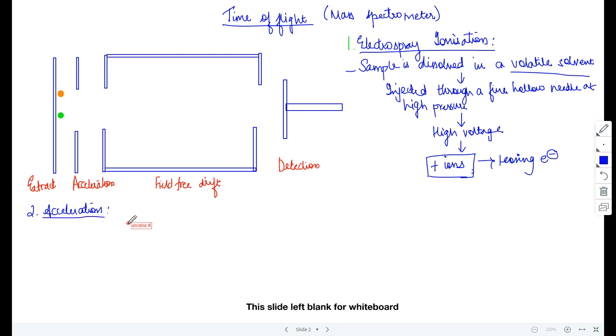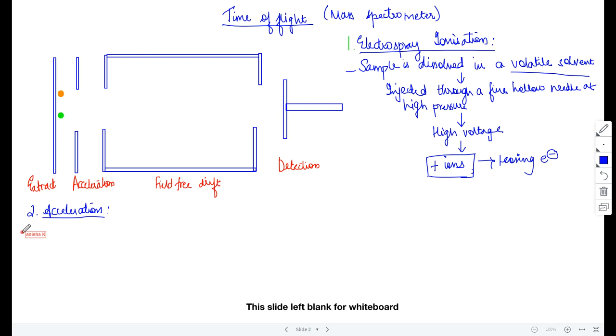Okay. Now generally tell me, what do you understand by the term acceleration? They are accelerated using an electrical field, so then they all have the same kinetic energy. Okay, kinetic energy. They are accelerated by the same electric field.